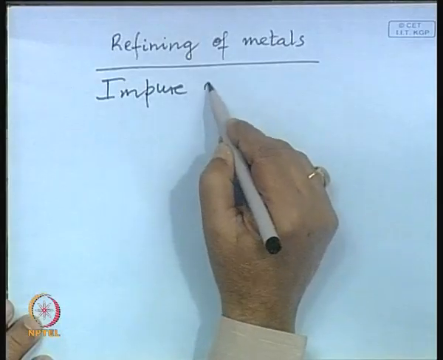So far, we have been discussing principles of methods of production of metals using pyrometallurgy, hydrometallurgy, electrometallurgy. We will now discuss some techniques of refining. In other words, we would like to go from impure metal to pure metal.